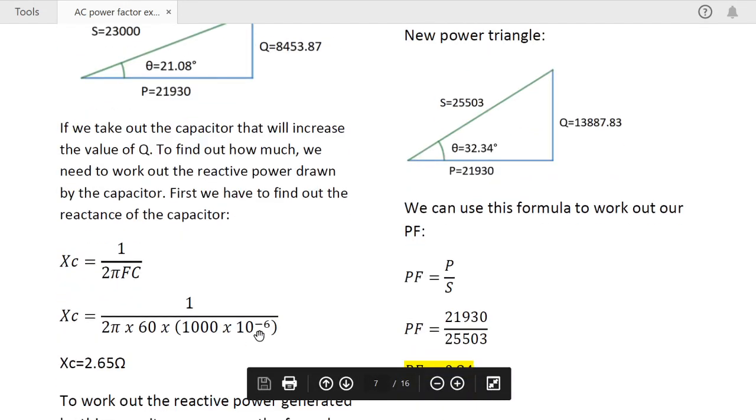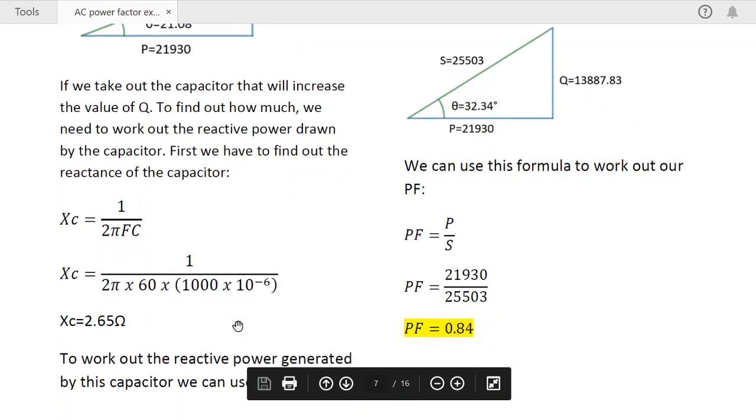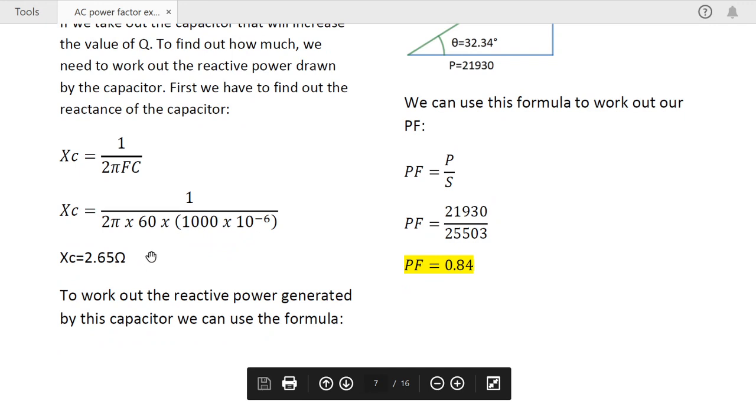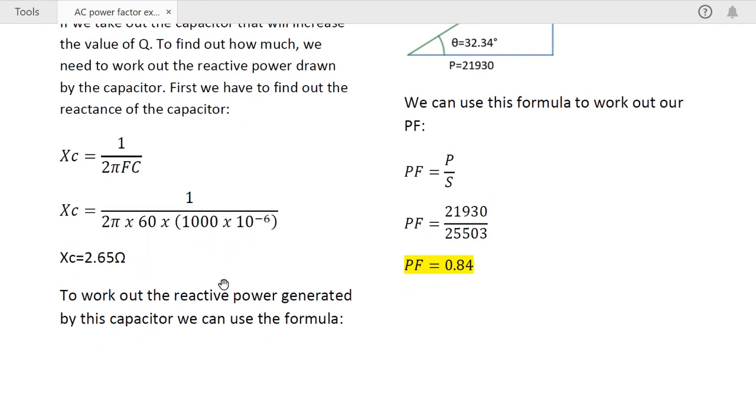We know what the capacitor is. It was 1,000 microfarads, we were told that. We know what the frequency is at 60 Hz. So then we just substitute those numbers into the formula. 1 over 2 pi times 60 times 1,000 times 10 to the negative 6. Remember 10 to the negative 6 is our conversion of microfarads. Gives us a value of 2.65 ohms. 2.65 ohms of reactance in that capacitor.